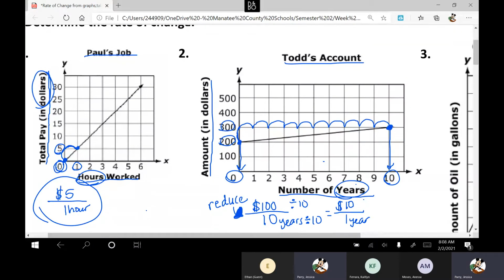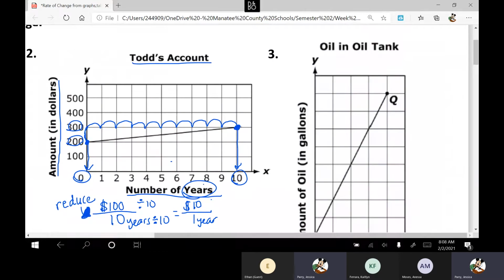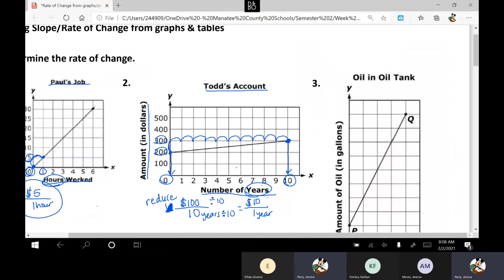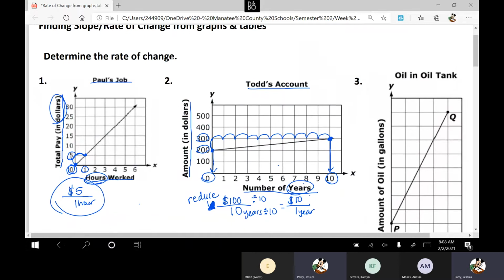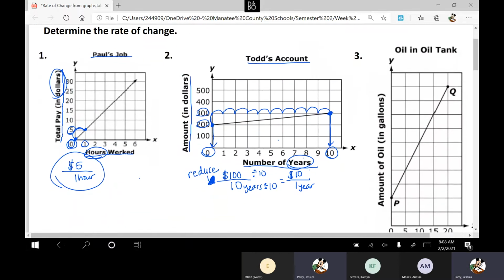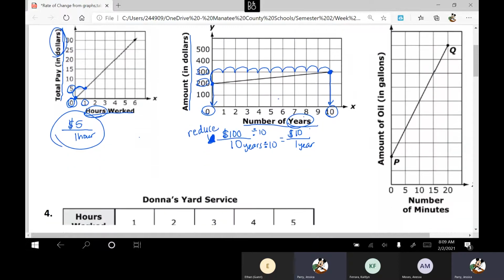Okay, going on to our next one here, number 3. Oh no, I'm not going to do number 3, sorry. I'm going to skip that one. But it's pretty much the same thing like we've been doing. So if you wanted to practice that one on your own afterwards, you can, because I have the answer key posted on Schoology.